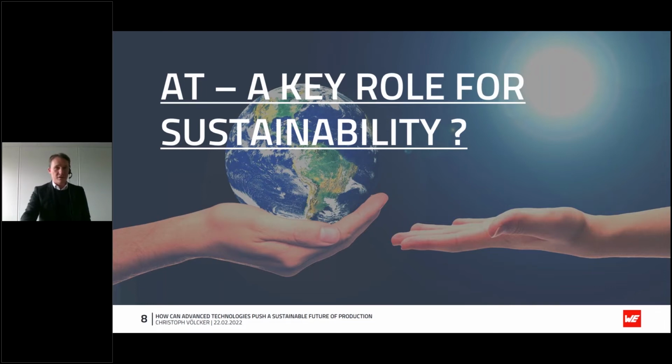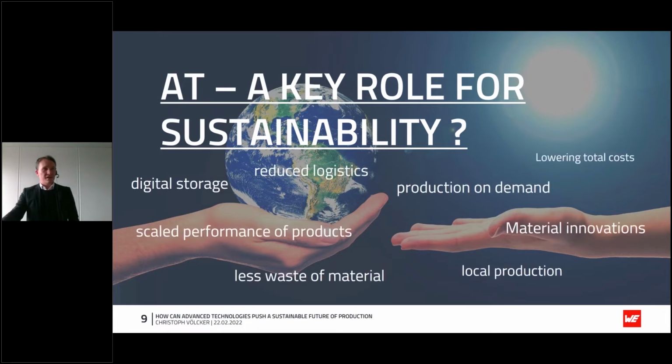And if you have a look at advanced technologies and sustainability, buzzwords rise like lowering total costs, production on demand, digital storage, local production. So normally you can delocate your production in that case, less waste of material. You only use material, in terms of additive manufacturing in 3D printing, which you are supposed to use. Reduced logistics. So all those topics come up quite easily and quickly if you talk about sustainability pushed by advanced technologies. So I would say, yes, it is a must to use advanced technologies.